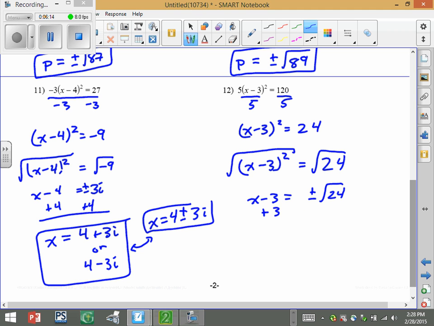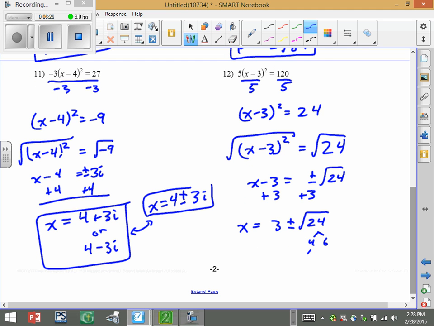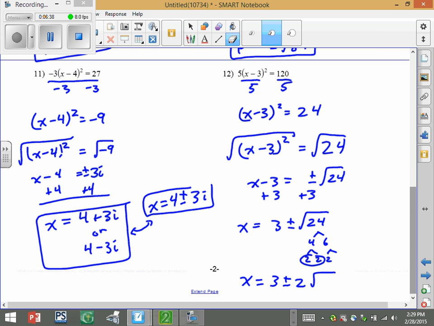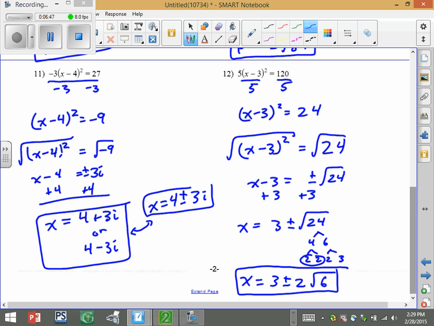We need to add the 3 to both sides. So x equals 3 plus or minus root 24. 24 doesn't seem like it's quite simplified enough, so let's see if we can break it down. And sure enough, there's 4 and 6. So we have a 2, a 2, a 2, and a 3, so we can pull out a 2. So really here, x equals 3 plus or minus 2 times the square root of 6. We can pull out the 2, and we're left with a 6 underneath. So there's your final answer for number 12.